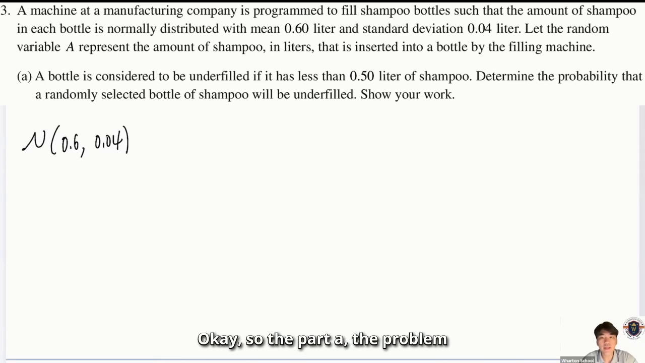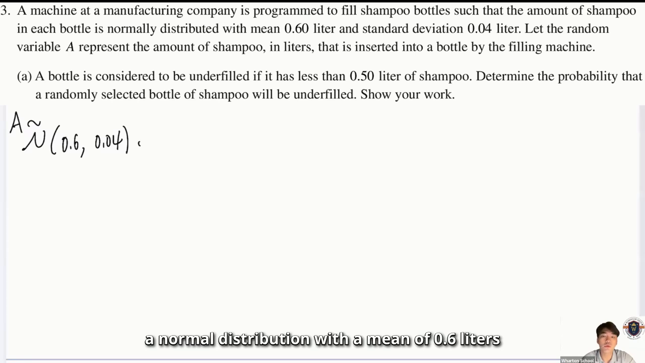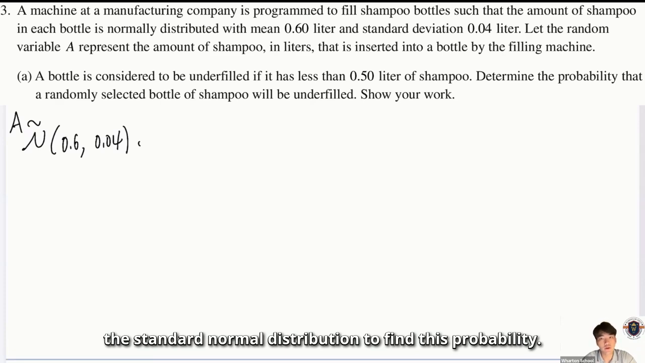For part A, the problem defines an underfilled bottle as one that contains less than 0.5 liter of shampoo. So we need to find the probability that the amount of shampoo in a bottle is less than 0.5 liters. Since A follows a normal distribution with a mean of 0.6 liters and a standard deviation of 0.04, we can use the standard normal distribution to find this probability.